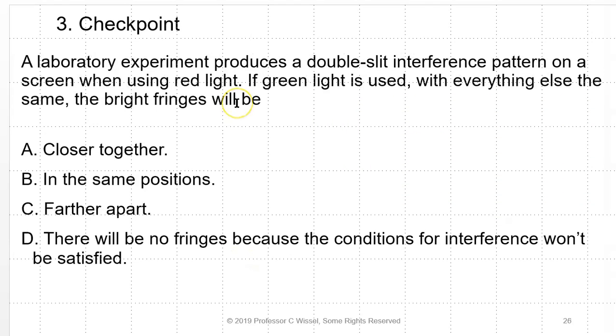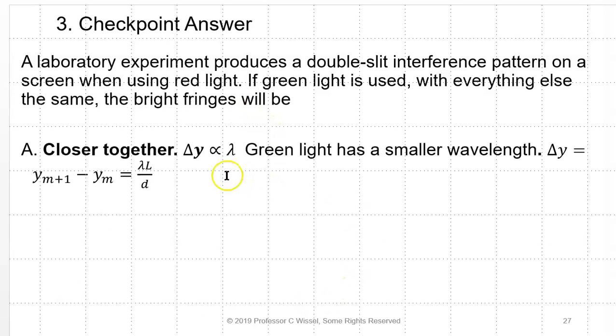A laboratory experiment produces a double slit interference pattern on a screen when using red light. If green light is used instead, with everything else the same, the bright fringes will be closer together. Green light has a smaller wavelength than red light, and delta y is proportional to wavelength. So as the wavelength gets smaller, the delta y will also get smaller. So the fringes will be closer together.